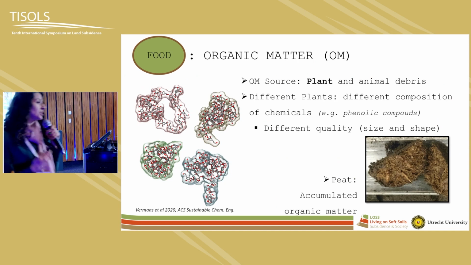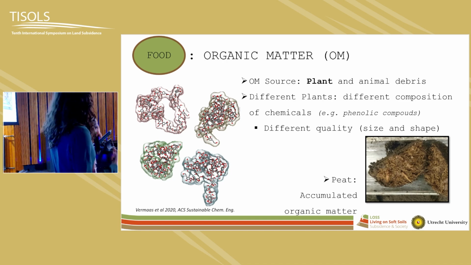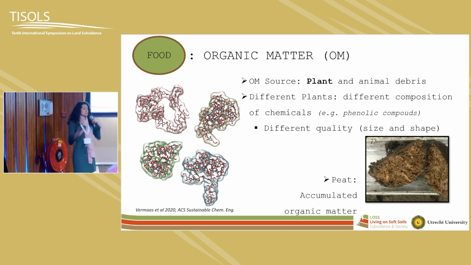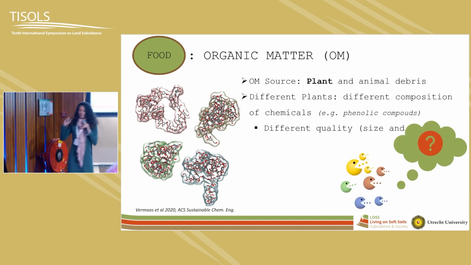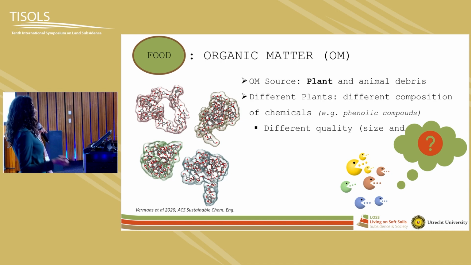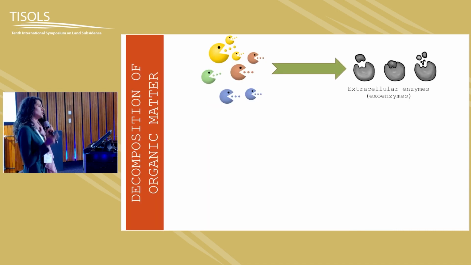And these plant materials, of course, come from different plant species, which means that they have different chemical composition and different organic matter structure; size and shape can be different. Then these microbes need to think how they can eat the peat. They need to figure out a system where they can take these big molecules inside their body. And they come up with a very smart solution, not all of them, but some of them.